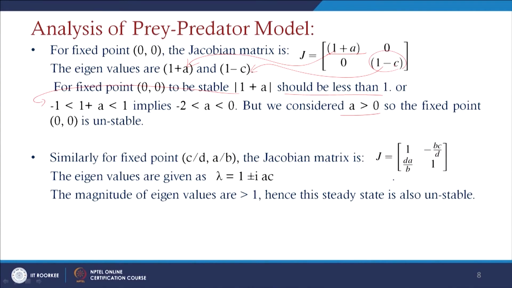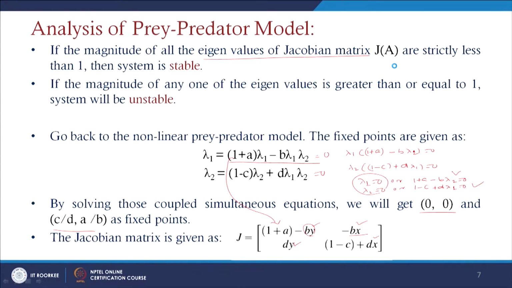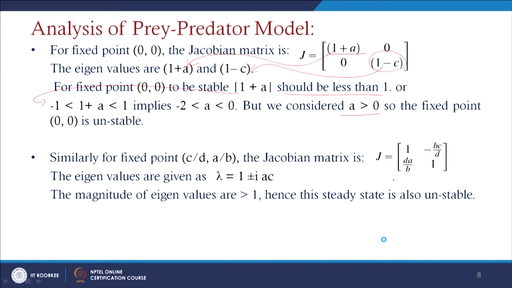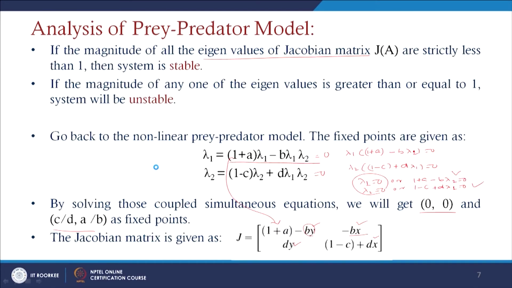Similarly, for the other point, since we have obtained 2 points, 0 0 and c by d, a by b, the Jacobian matrix can take this form. If we directly put x equals c by d, that gives minus b c by d here, and if I put y, that gives minus b into a by b, which gives minus a here, and this gives d a by b.